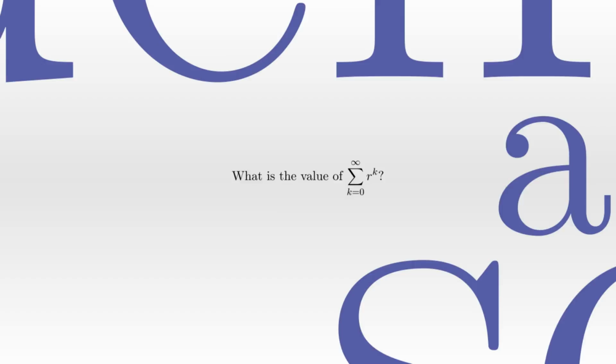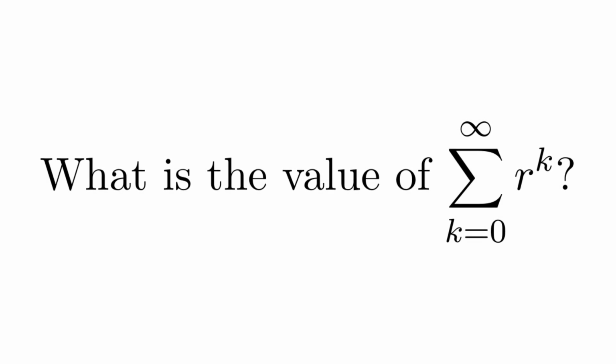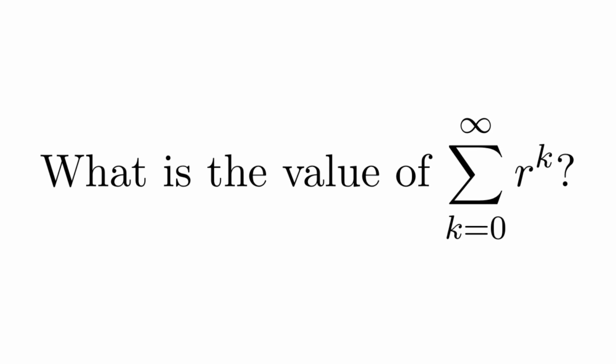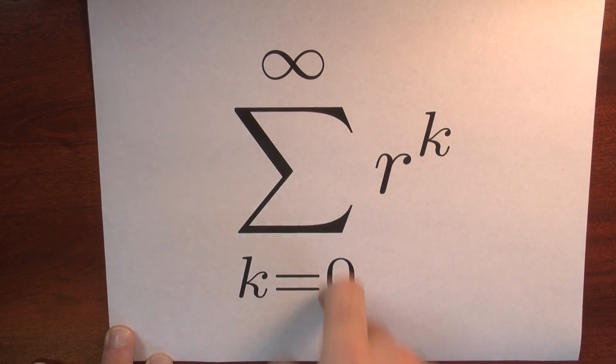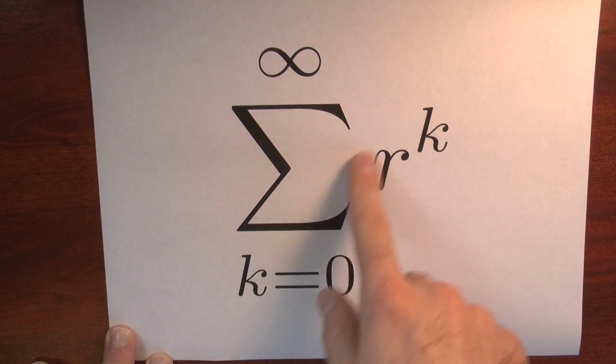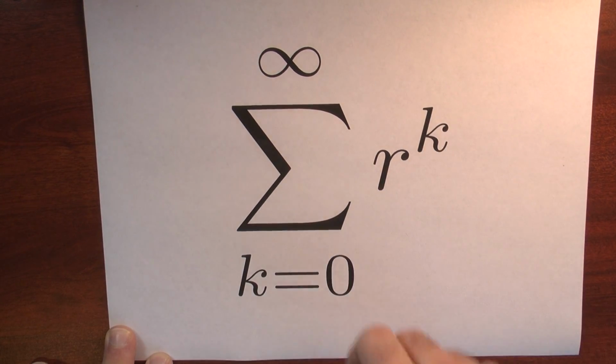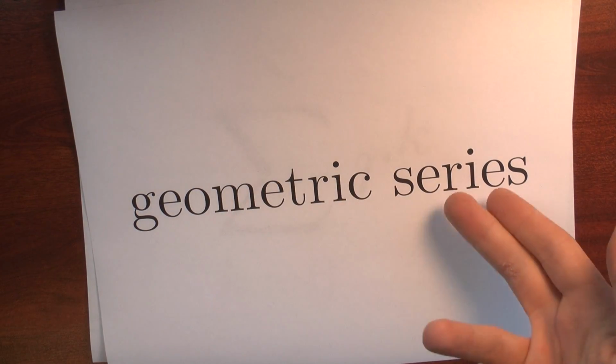Let's add up the terms in a geometric progression in general. Pick a value for r. Here's the series I want to evaluate: the sum, k goes from 0 to infinity, of some number r raised to the kth power. These series have a name. These things are called geometric series.